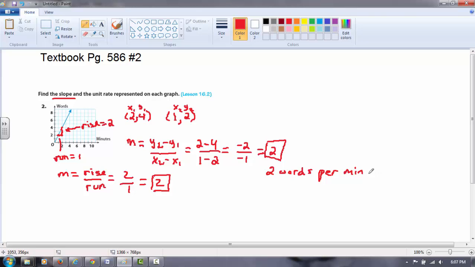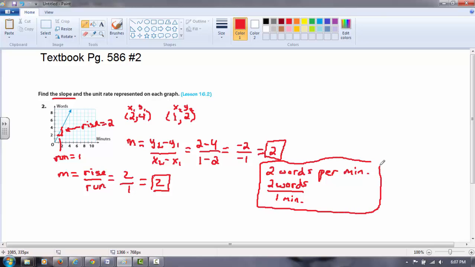Okay, and then remember that what we're talking about with unit rate is how much it is for one item. Okay, so 2 words per minute. You could say 2 words over 1 minute. That would also work out. That's a good way of writing it. So either of those two would be okay. Okay, so this second box that I'm putting in here answers the second question, the unit rate represented on each of the graphs. So it's 2 words for every 1 minute of time that we have there.